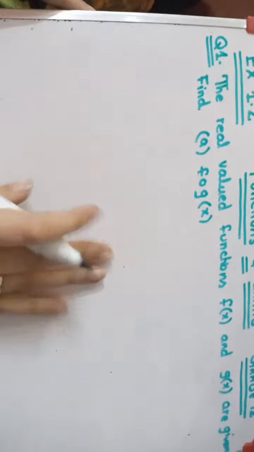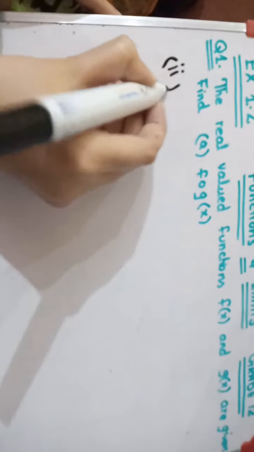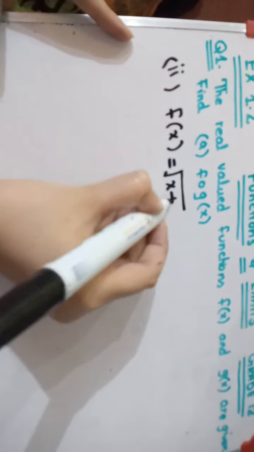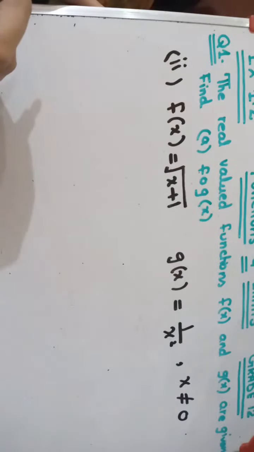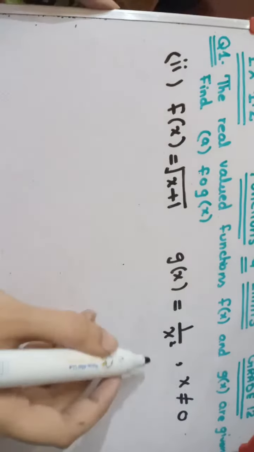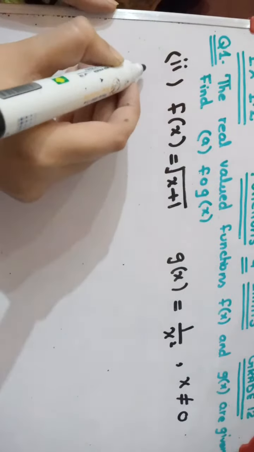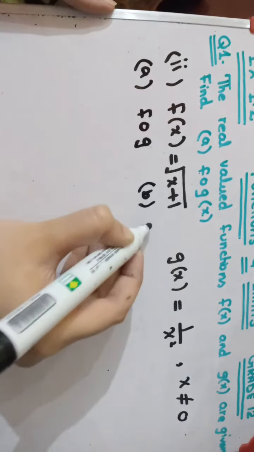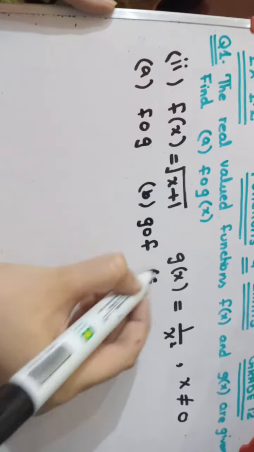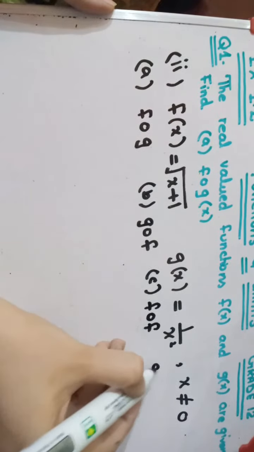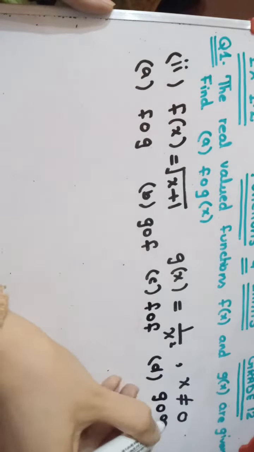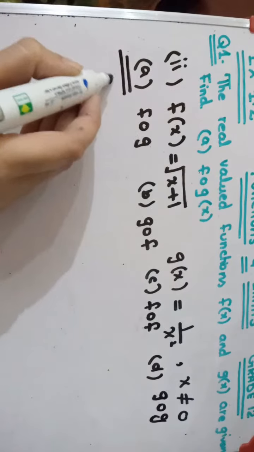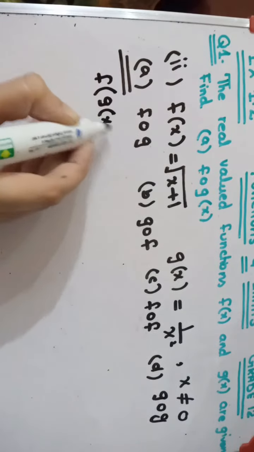Now our second part is f of x is equals to square root x plus 1. We have to find, firstly you have to find f of g, then you have to find g of f, then f of f and g of g. Part A is f of g. You can also write it as f of gx.